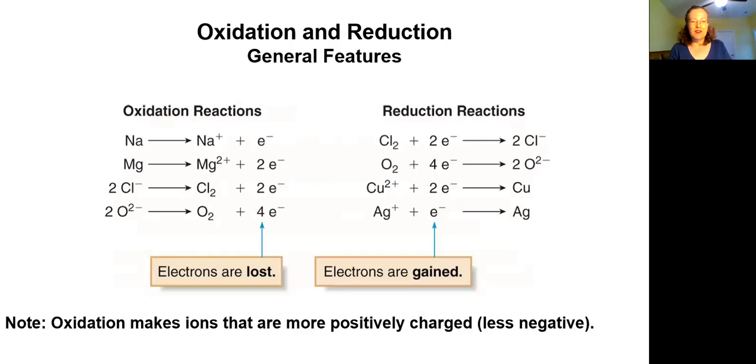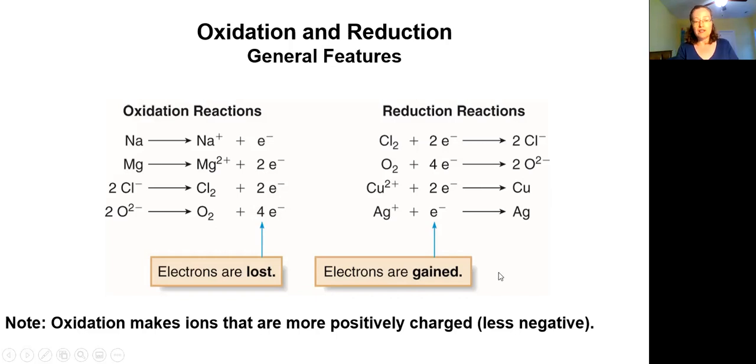And here's a list of oxidation reactions with the metals. They go from being neutral to having a positive charge. With my non-metal ions, if they lose electrons, they become neutral. Over here, my neutral nonmetals, they want to gain electrons and have negative charges. And if I have some metal ions and they gain electrons, they end up being neutral.